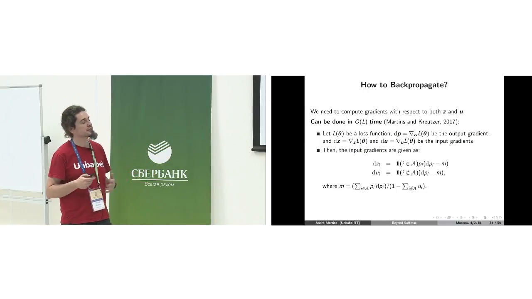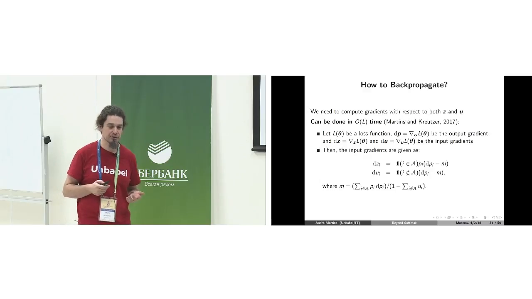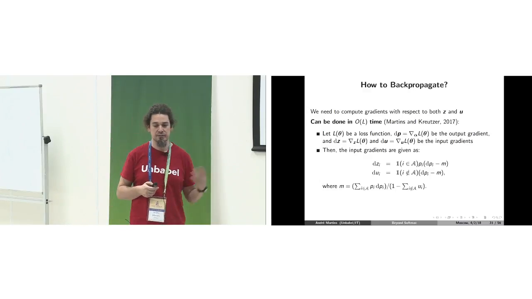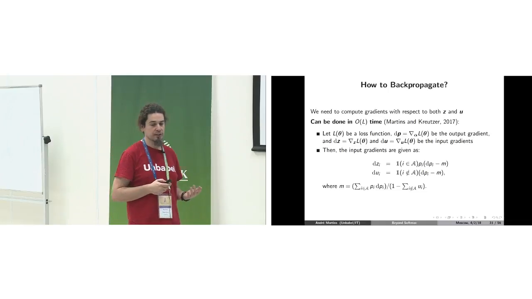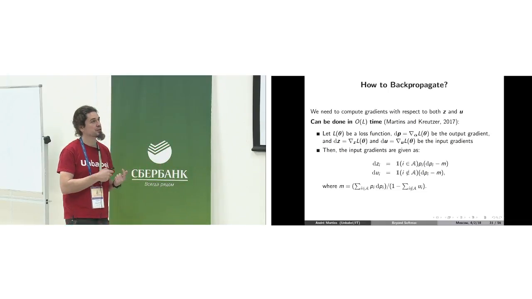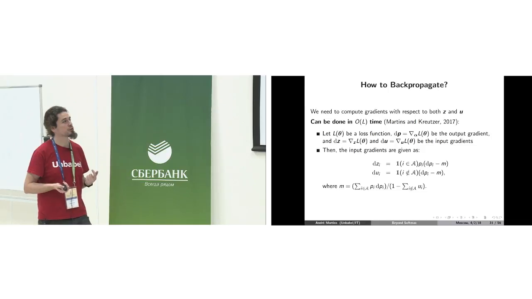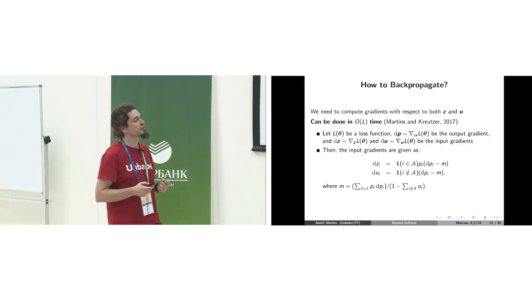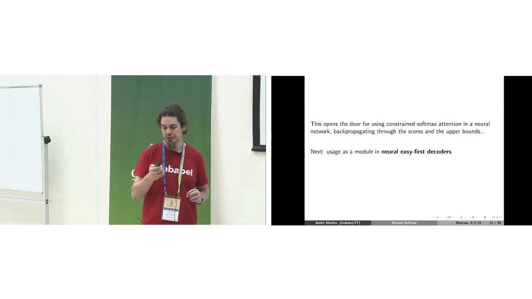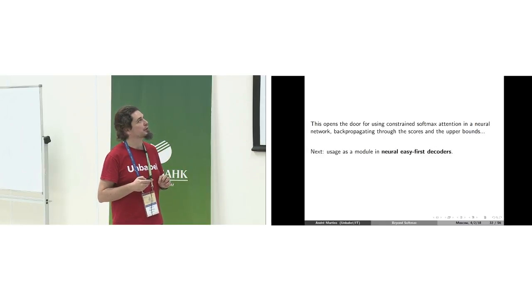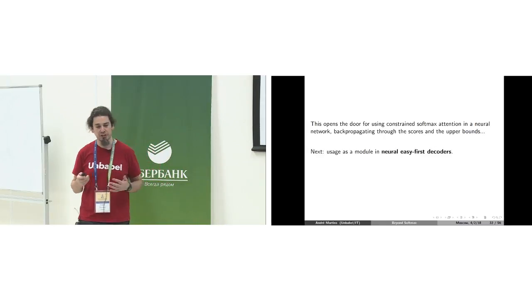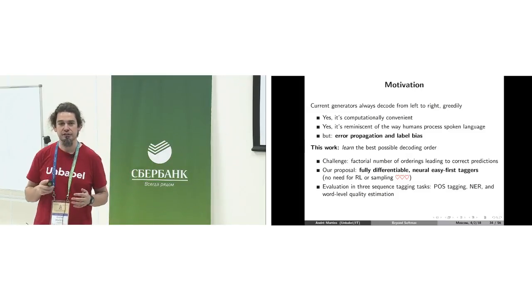And so this transformation opens the door for using this constrained softmax attention in a neural network, backpropagating both through the scores and through the upper bounds. And we are going to show how it can be used to derive something that we call neural easy first decoders, which is the main topic of the MNLP paper. And so this is the motivation for these easy first decodings.